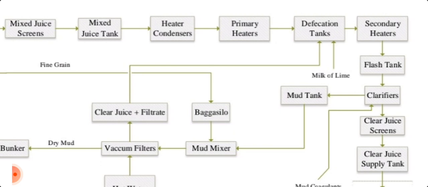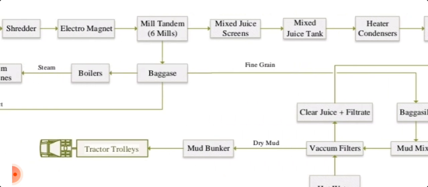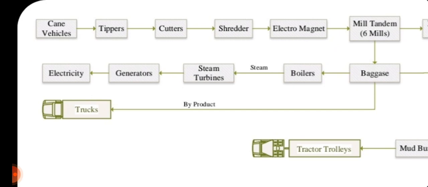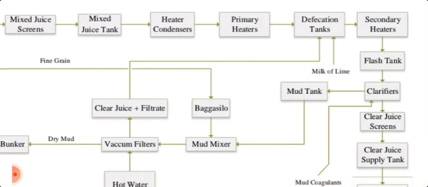So this is the first part of the block diagram, from the cane vessels to the clear juice supply tank. I have completed the first part of this.